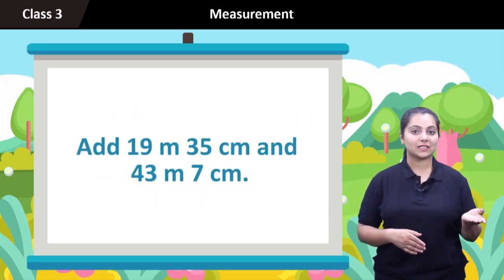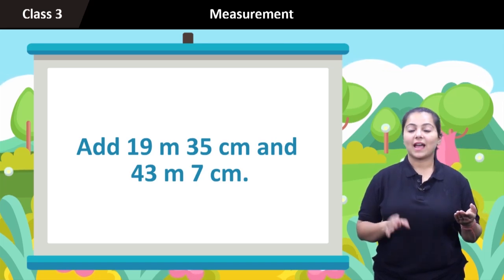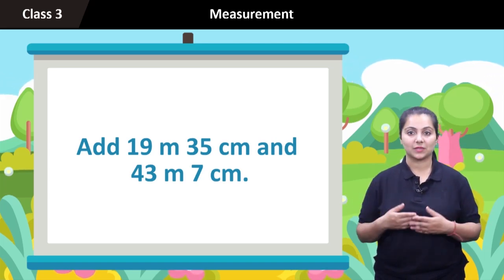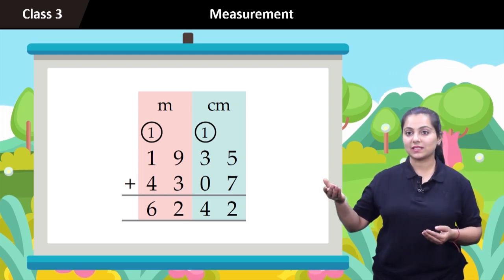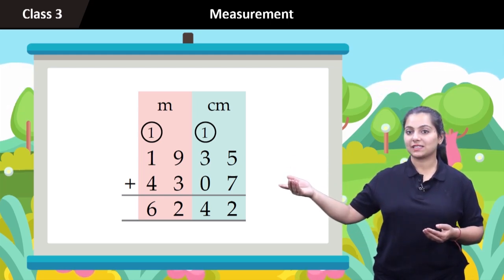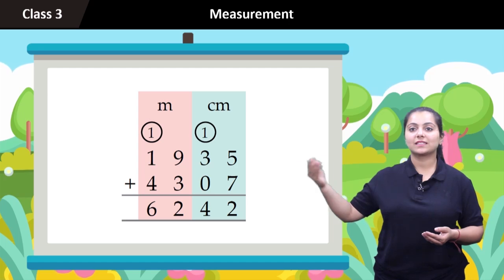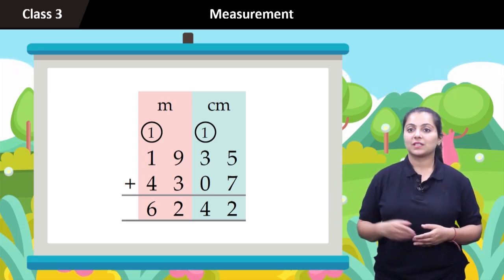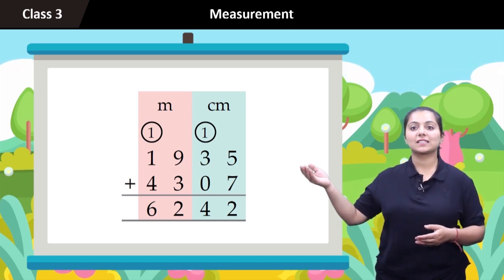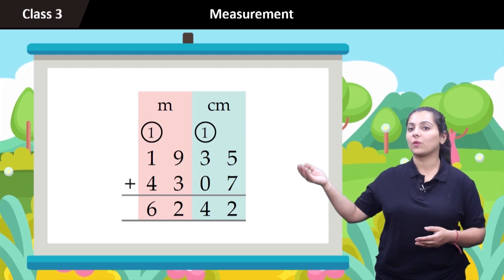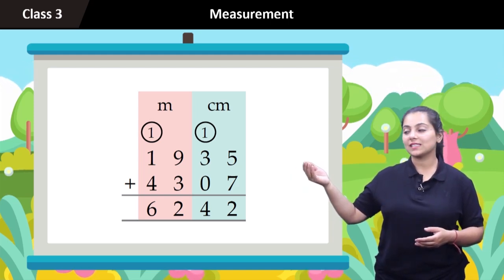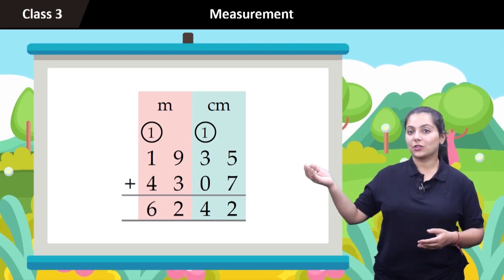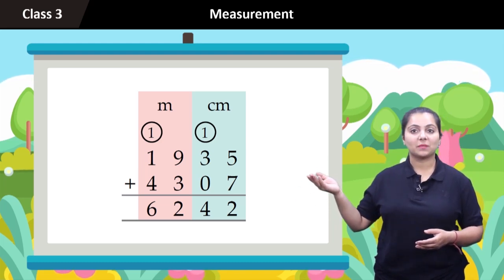Add 19 meter 35 centimeter and 43 meter 7 centimeter. So we'll put them in the columns. 19 meters 35 centimeters, 43 meters and 7 centimeter. 5 plus 7 is 12. We'll carry over 1 and write 2. Now 3 plus 1 is 4. Now add the meter column.